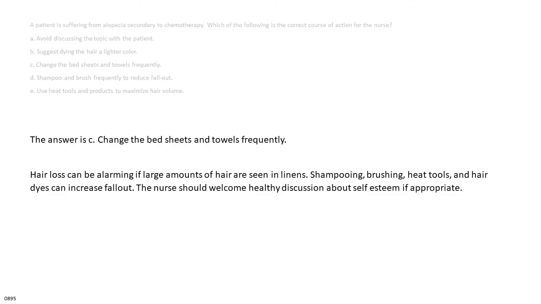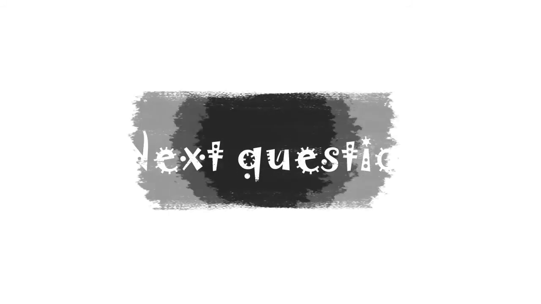The answer is C. Change the bed sheets and towels frequently. Hair loss can be alarming if large amounts of hair are seen in linens. Shampooing, brushing, heat tools, and hair dyes can increase fallout. The nurse should welcome healthy discussion about self-esteem if appropriate.